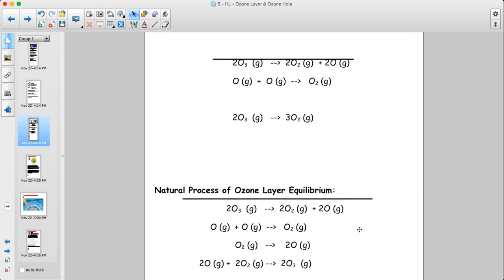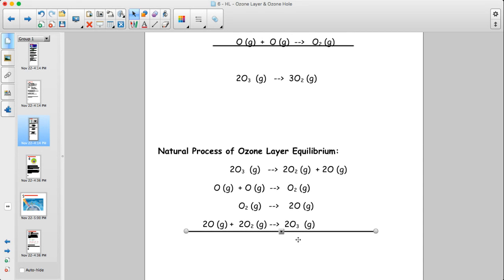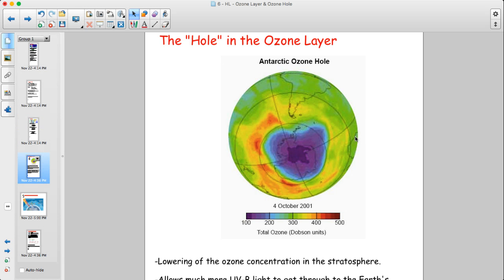Overall, I put both those things together to show that there's an equilibrium. Ozone getting split, forming oxygen, but oxygen also getting split and resulting in ozone. And so net, the amounts of everything don't really change much in the ozone layer. Okay? That is until you add a catalyst.